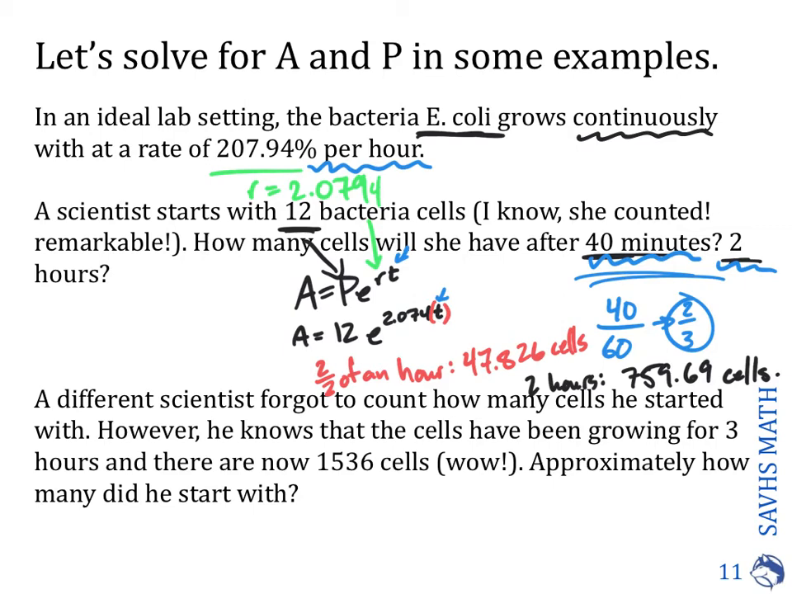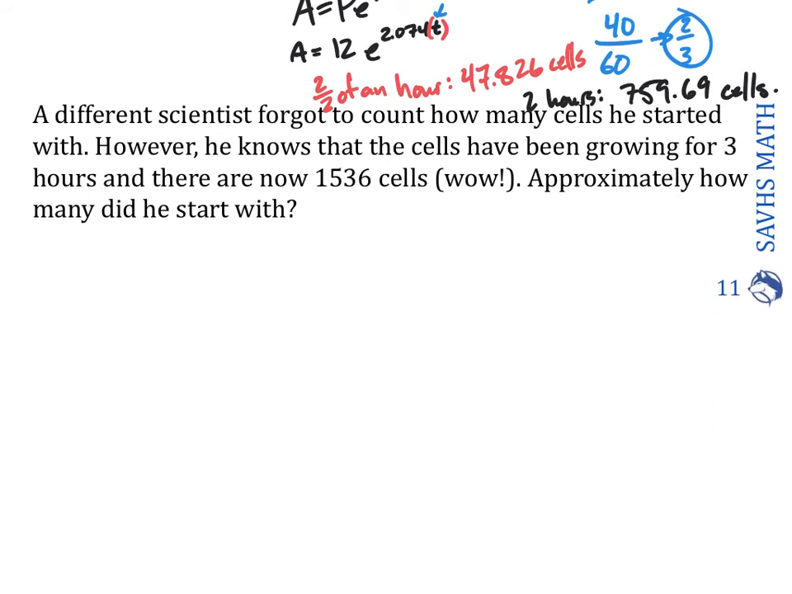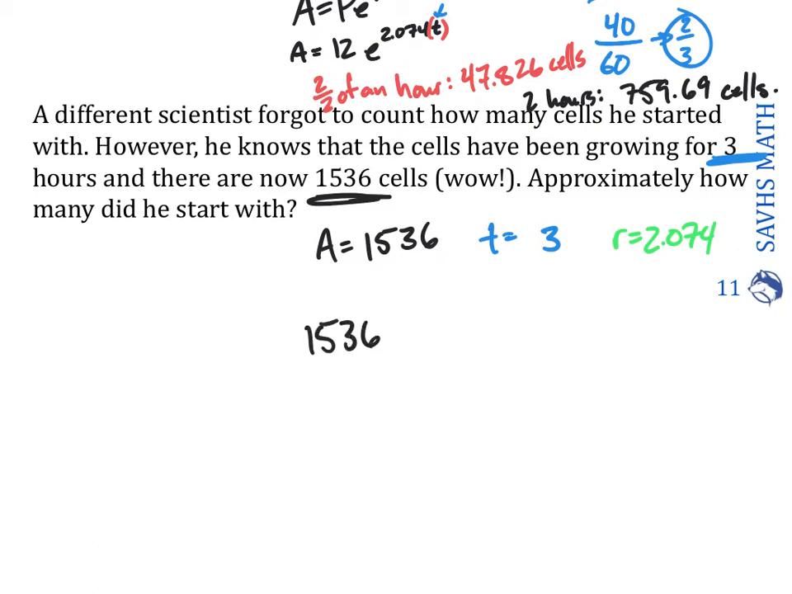This scientist was forgetful, and he forgot to figure out how many cells he started with. So we have an amount that we have now, and we have a number of hours. So we have A is 1536. We have T equals 3, and then we're going to keep that R, 2.074. Okay, so now we have to solve for P. So we have 1536 equals P E to the 2.074 times 3.